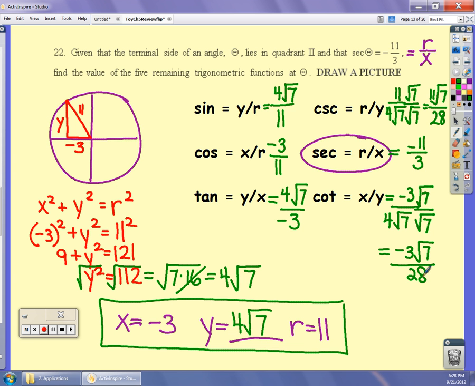So there's the values of all of the trigonometric functions when secant of theta was equal to negative 11 thirds and we were in quadrant 2.